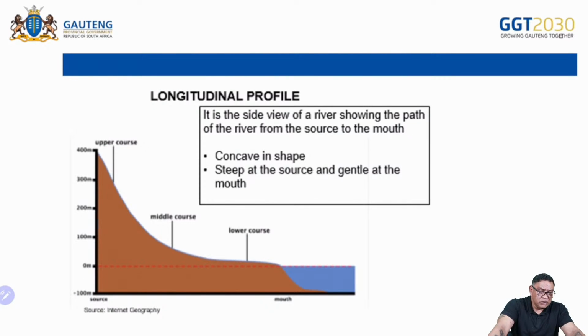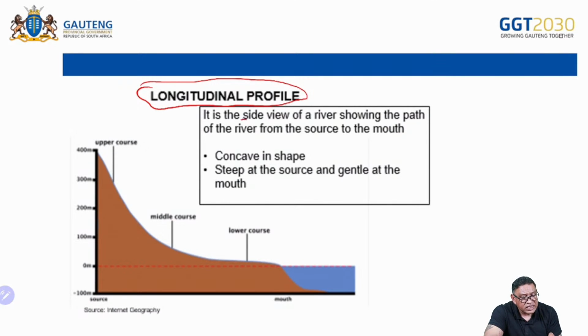A longitudinal profile. You must be able to identify or differentiate between a cross and a longitudinal profile. And that's very simple. The main words here, it's the side view of the river, showing the part of the river from the source to the mouth. So it's a side view. I can't see the full depth of the river. I'm looking at it from the side.